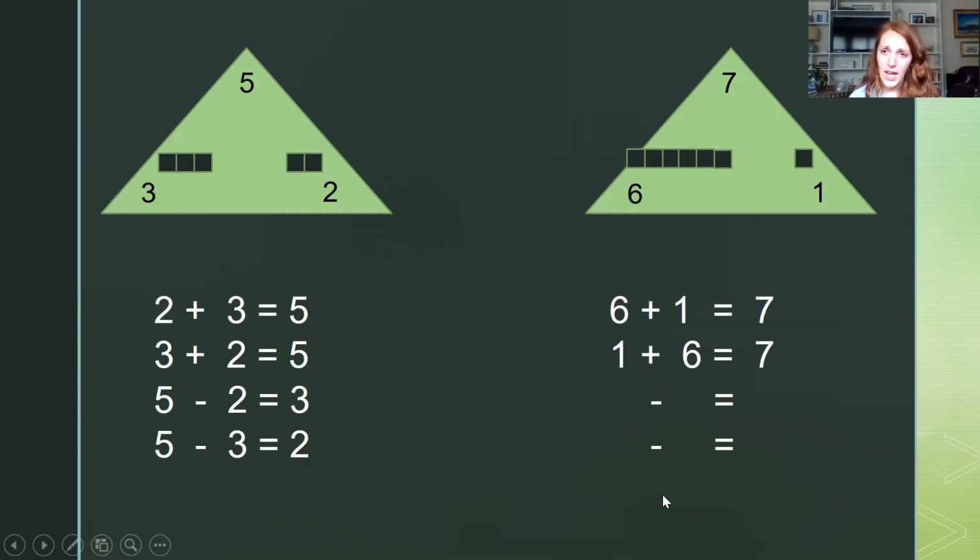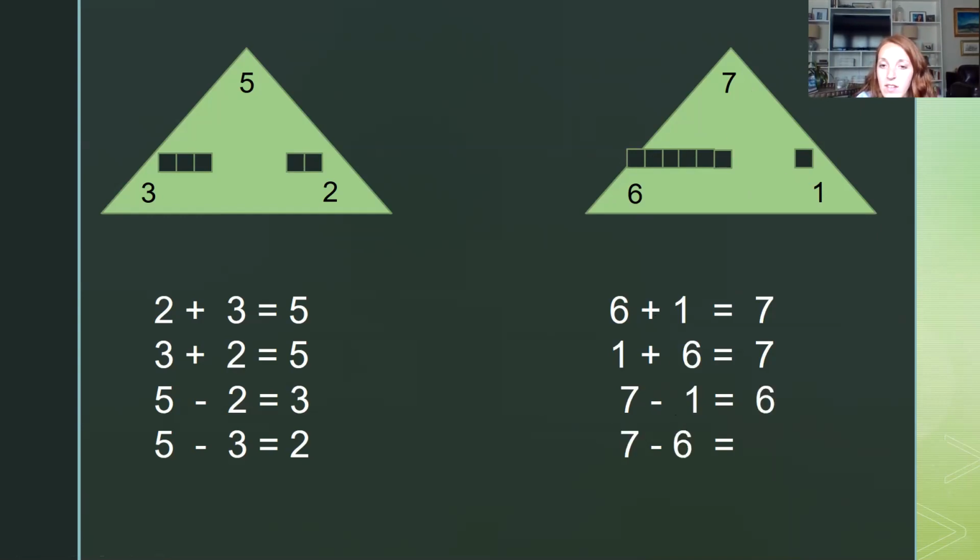So if I'm doing take away, where's my whole going to be? In addition, it's at the end, but where is my biggest number, my whole, going to be in a subtraction sentence? It's going to be at the beginning. It's going to be right here. So 7, take away, I had 7, and I'm going to take away 1 first. If I take away 1, if this 1 isn't there anymore, how many do I have left? 6. Then I can do 7, I could take away 6. I had 7. I took away these 6. And then how many are left over here? One.